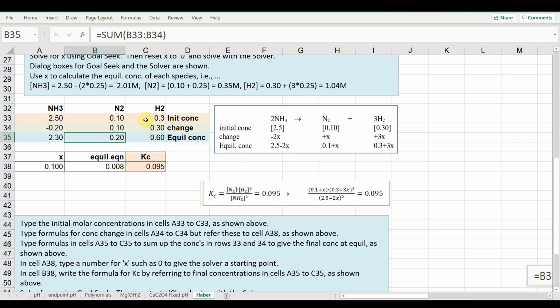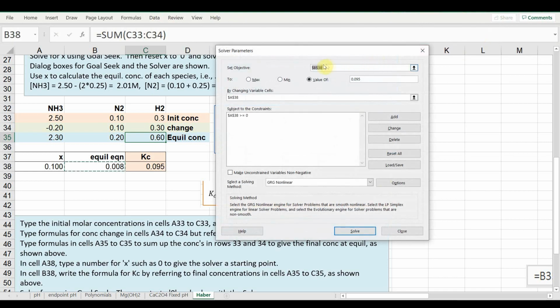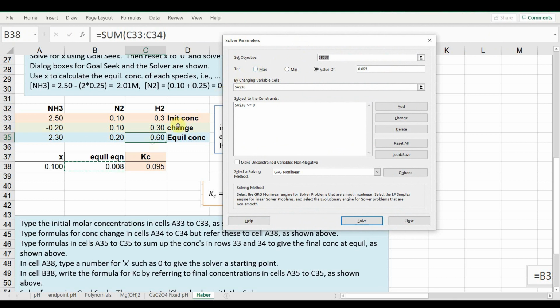In the case of hydrogen, the initial concentration is 0.3 molar and has a change of 3x. So here I have equals 3 times the value of x, and the sum of these two gives us the final equilibrium concentration of hydrogen. I think we're set to run the solver. Go to the Data tab and choose Solver. We're going to set as an objective the cell that contains the equation that has to be solved. That's cell B38. It's already there.